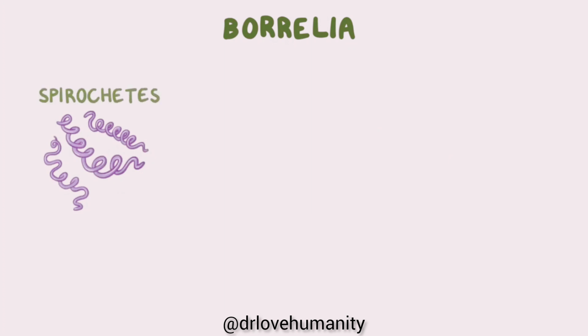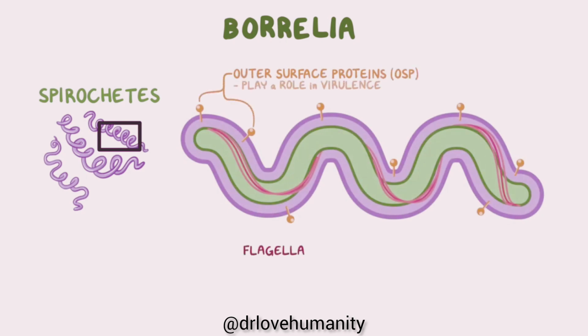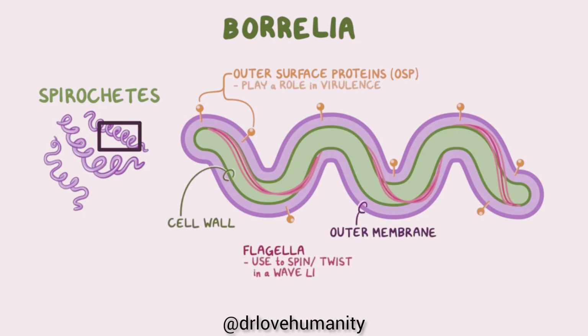Borrelia are spirochetes, which means spiral-shaped bacteria. They have outer surface proteins, abbreviated as OSP, which play a role in virulence, and sets of flagella that run between the cell wall and outer membrane, which they use to spin or twist to move in a wave-like motion.